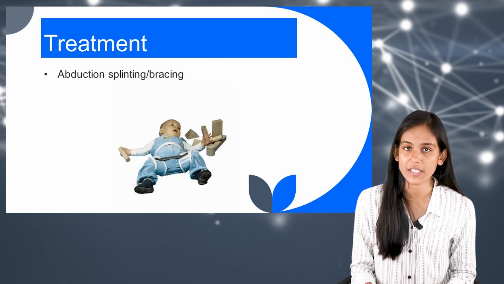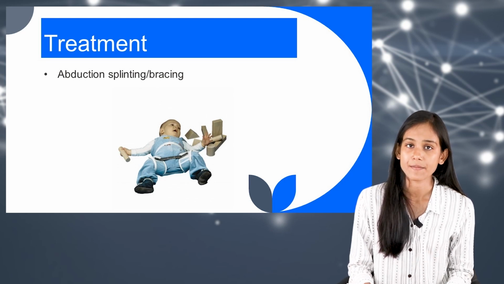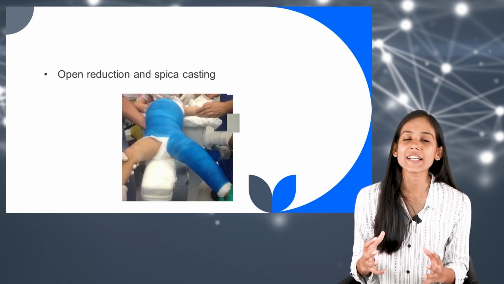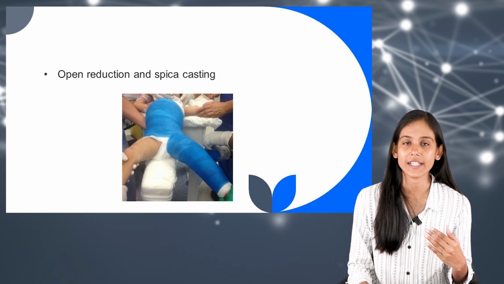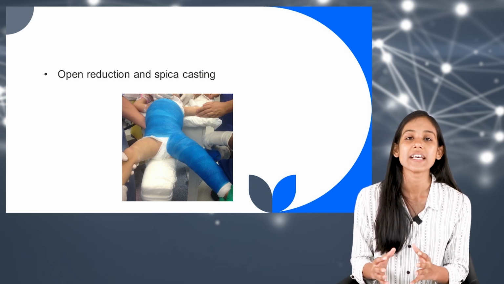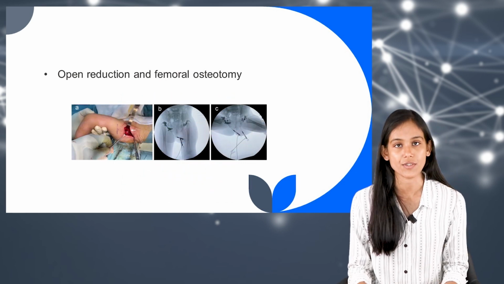Next, moving on to the treatment. In treatment, we can see abduction, splinting or bracing. And then there will be closed reduction and spica casting. And if these do not work, then there can be surgical intervention. For that, there will be open reduction with spica casting or open reduction with femoral osteotomy.